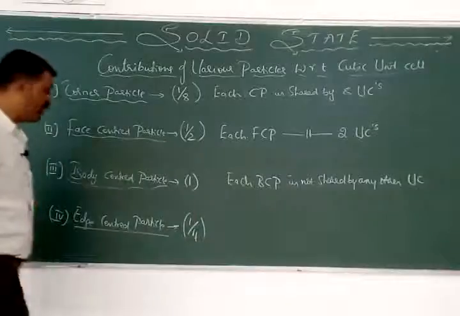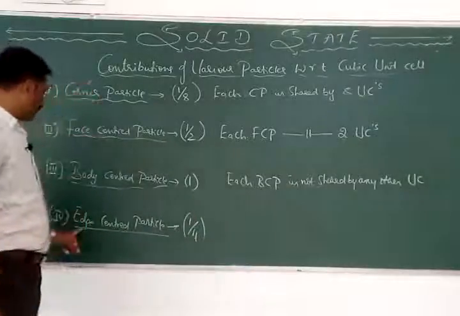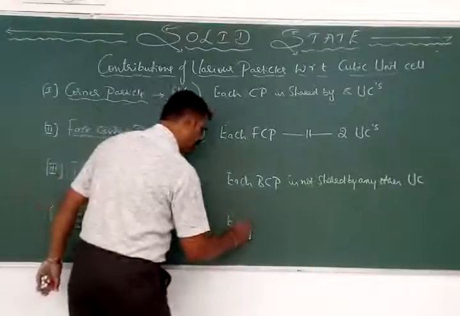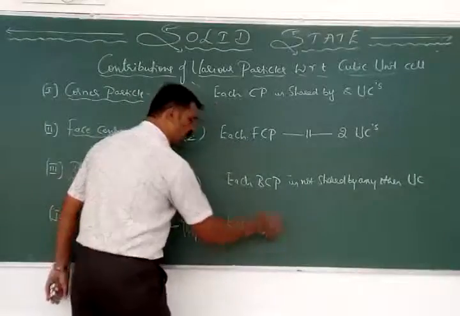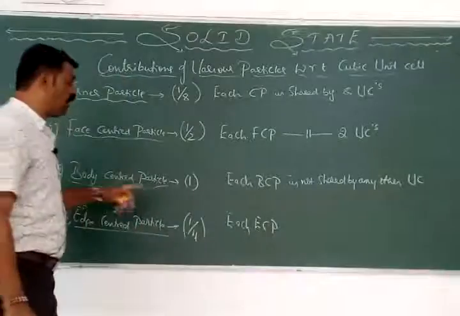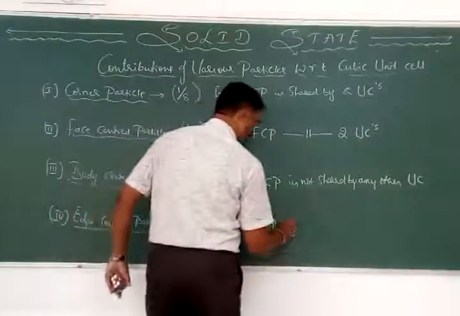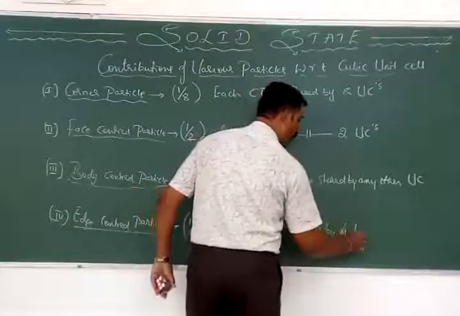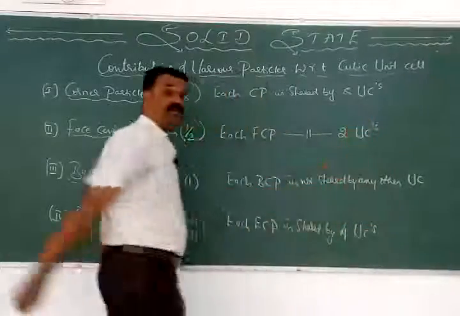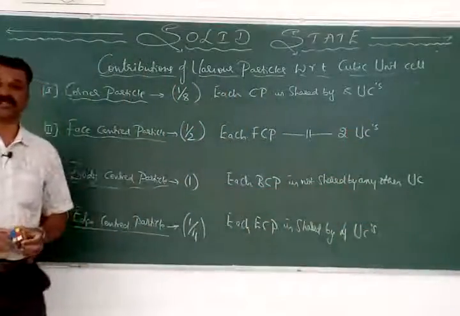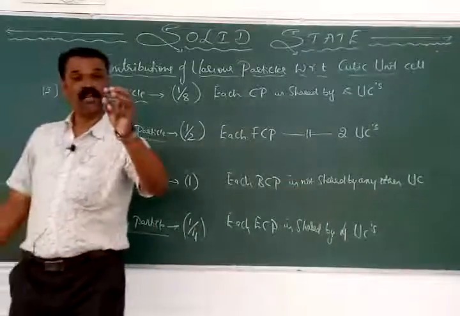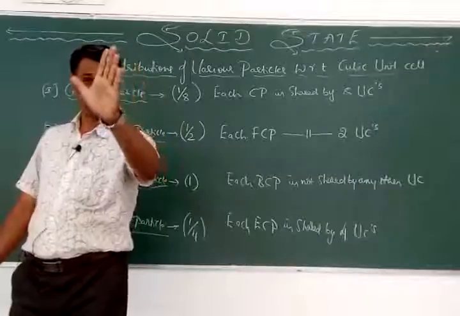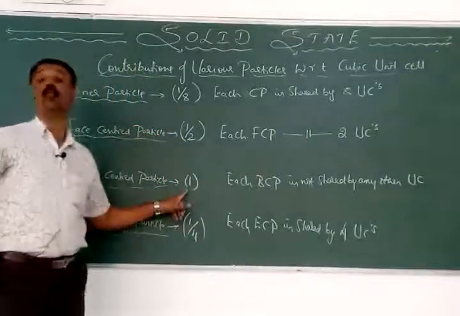What is 1 by 4 here? It is the contribution with respect to the edge centered particle. Because each ECP, what is ECP here? Each edge centered particle is shared by 4 unit cells. 4 what cells? Unit cells. The body centered particle is in no way concerned with any other unit cells. Therefore, its contribution is 100%, and 100% is nothing but 1 here.